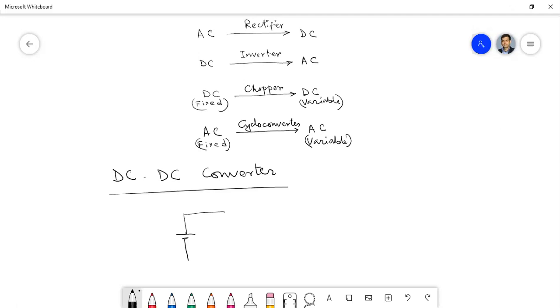Okay. Now suppose I have a fixed DC voltage VD and you want to control this to a load. So how can we control this? Very simple. The technique is by using a series resistance, isn't it? So if we vary this, then the current through this load will vary and you will get a variable output. It's very simple, isn't it?